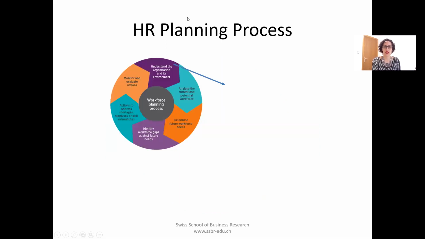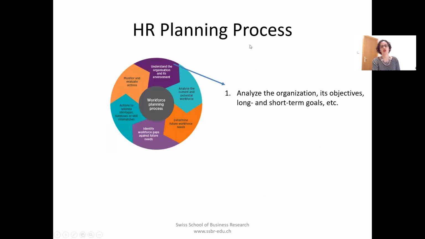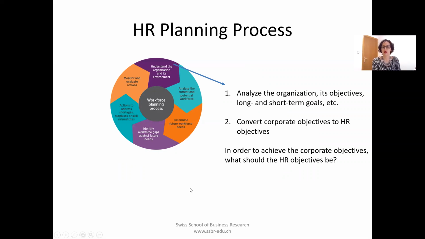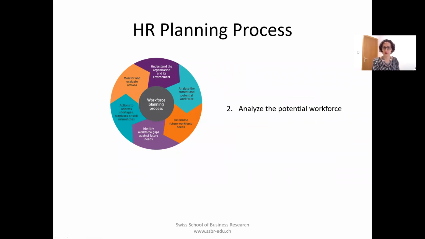So the first thing we need to do is understand and analyze the organization, the objectives of the organization, the long and short-term goals, and also be able to identify the external environment in which our company is operating. Then we are going to understand how we can convert the corporate objectives to our HR objectives. So in order to achieve the corporate objectives, ask yourself, what should the HR objectives be?